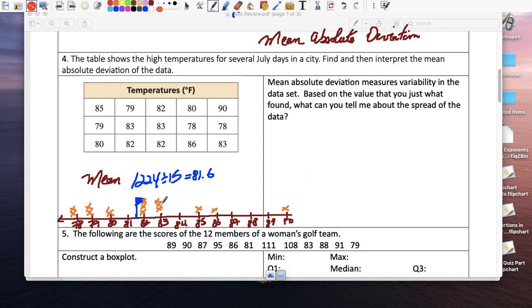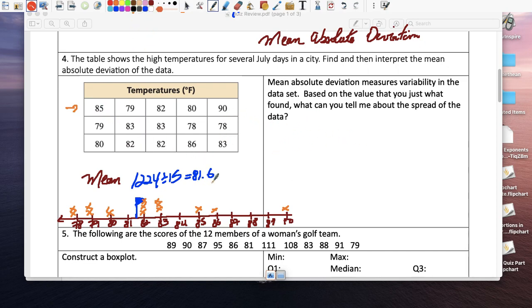So it looks like a lot of numbers are close, right? I mean, it's not just one that's a 90. So am I expecting a big MAD? Well, let's see. So the MAD, now that you have this, you have to find the difference, the absolute value, distance that these numbers are to 81.6. So I'm going to go this way, okay? Because we're going to have to add them all up.